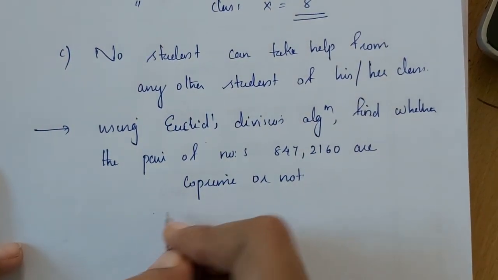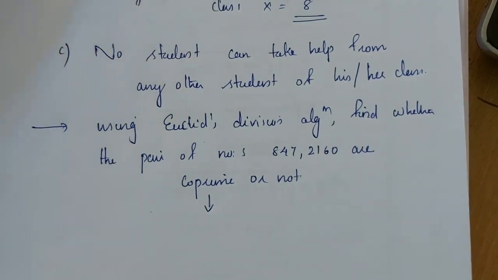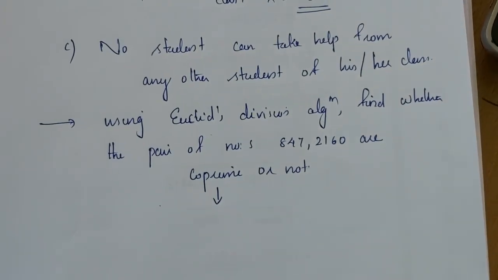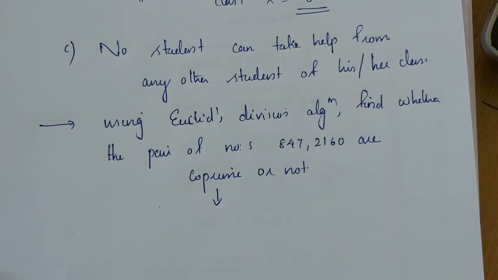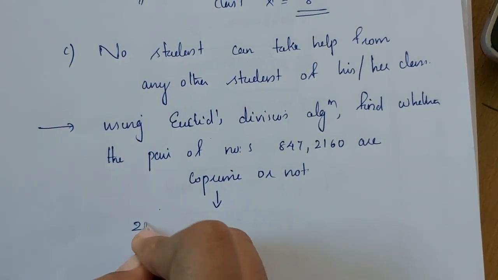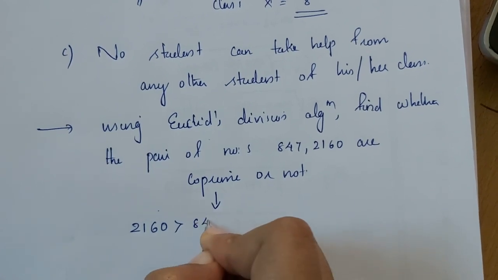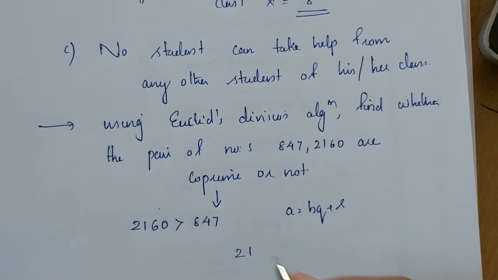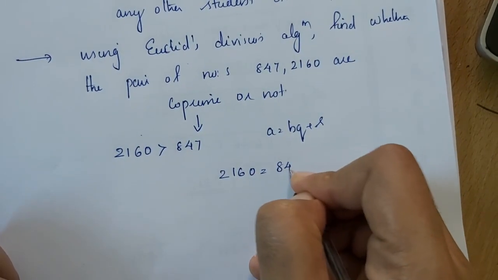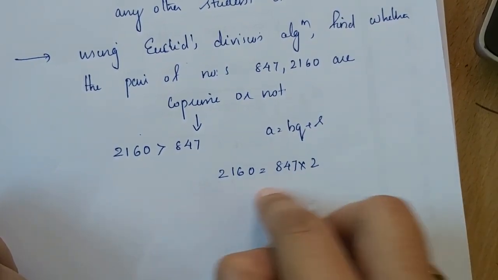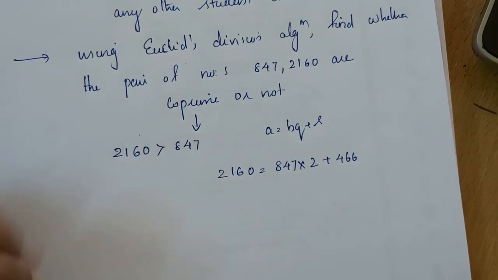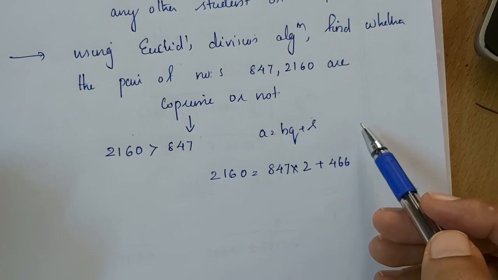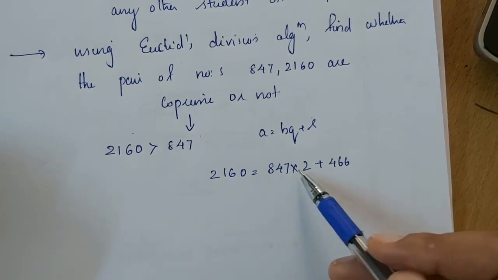What is co-prime? Co-prime means two numbers have only the common factor as 1. One is the only value which is common to these two numbers, then they can be called co-primes. Let's take HCF here. A equal to BQ plus R. We have to express it in the form 2160 is equal to 847 into 2 plus 466. We already discussed this method, Euclid's division lemma algorithm, in previous classes. That's why I am directly writing the method.